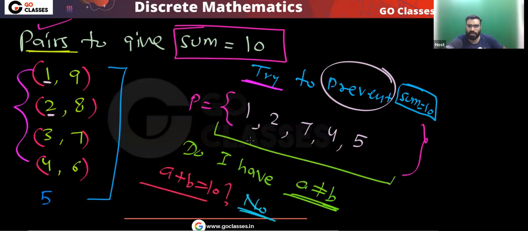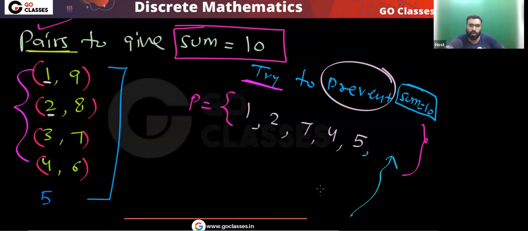See, very simple point. I am saying that you try to prevent summation equal to 10. You try to prevent as much as possible. So you cannot put 1, 9, because then the summation equal to 10 will come. So from here you can take 1, from here you can take 2, here you can take 7, here you can take 4, here you can take 5. At this point of time, I don't have two different people who will give me summation equal to 10.